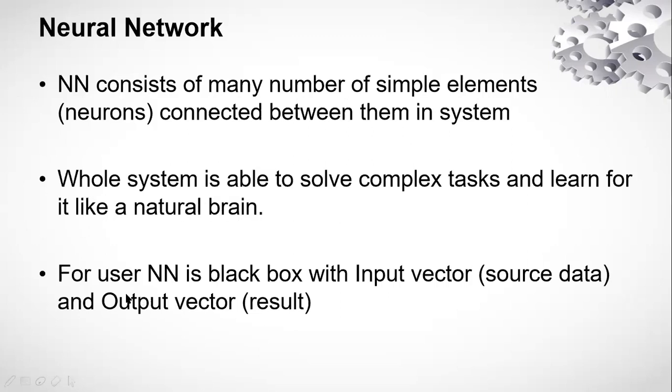Third point, it says, for the user, a neural network is a black box with an input vector as source data and an output vector as the result. So whenever there is a system, there is an input, some processing is done, and we get an output. So I am saying that a neural network is considered a black box. I am not able to find out what processing is actually being done, and a certain input is given and the output is taken. So that particular output is the result.